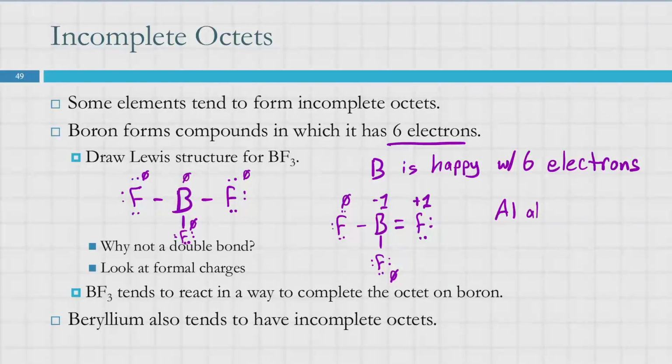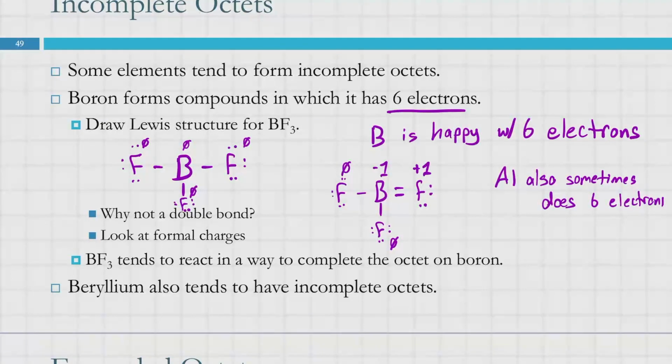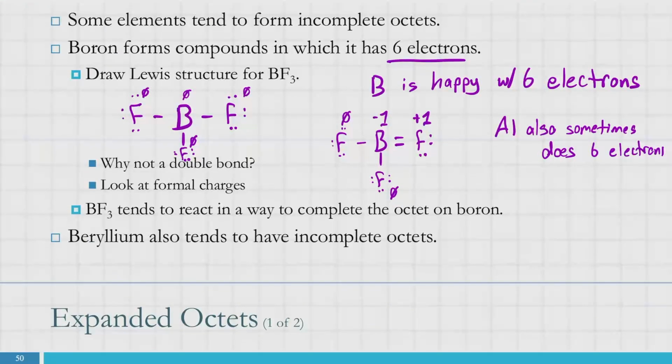Aluminum also sometimes does 6 electrons. But since it's a metal, we don't do a lot of formal charge. We don't do a lot of Lewis structures with aluminum where it'll end up with octet stuff. But it'll also be happy with 6 electrons, like aluminum trihydride, AlH3.